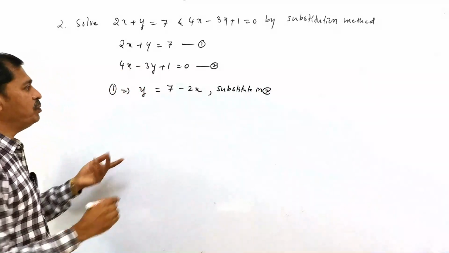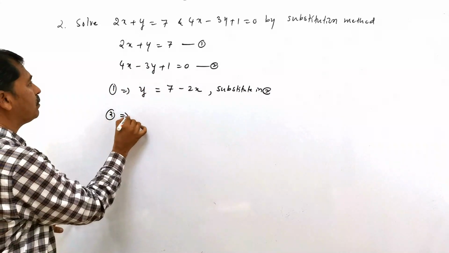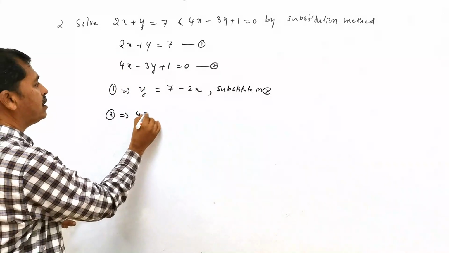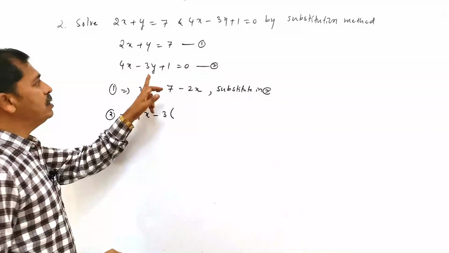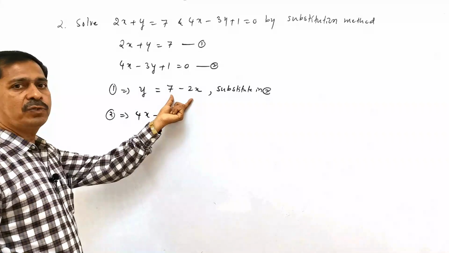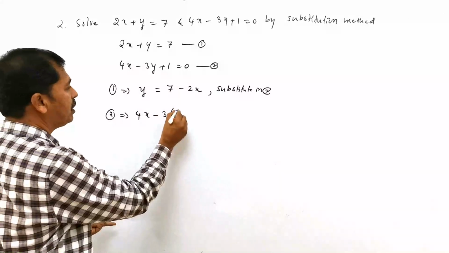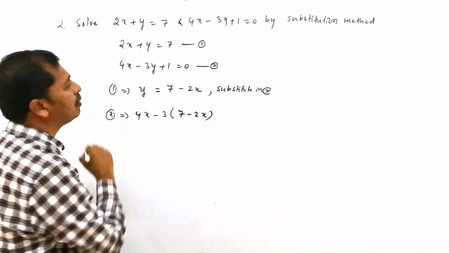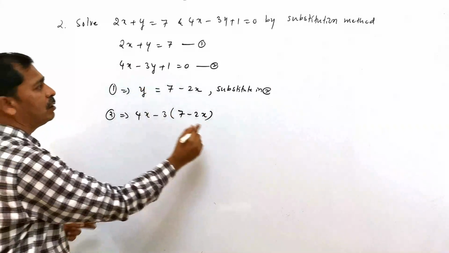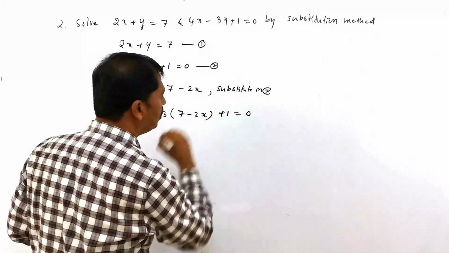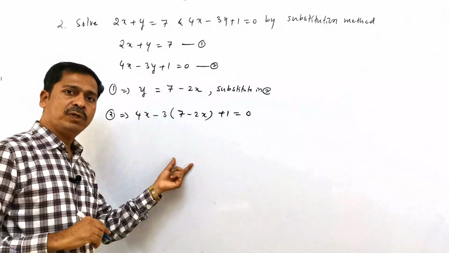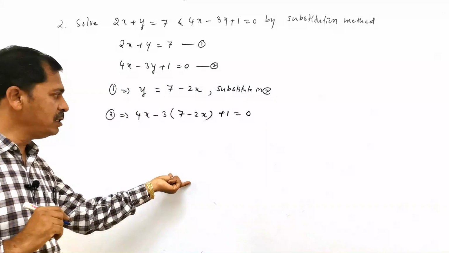So in the second equation, if you substitute, the second equation becomes 4 into x, I write as it is, minus 3 into, see, the y value is 7 minus 2x, that you have to substitute here. 7 minus 2x. Next, plus 1 is there. Plus 1 you write as it is, and then equal to 0. Simplify so as to get the value of x.